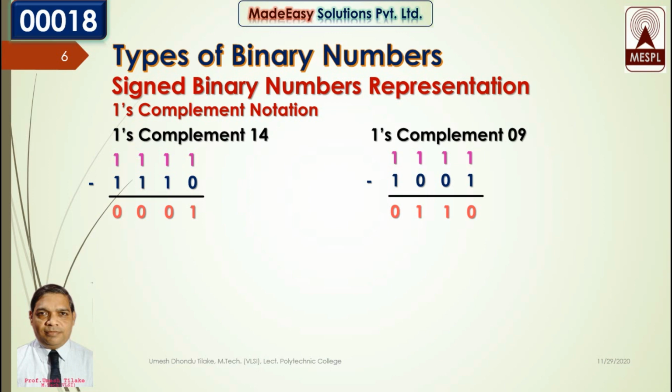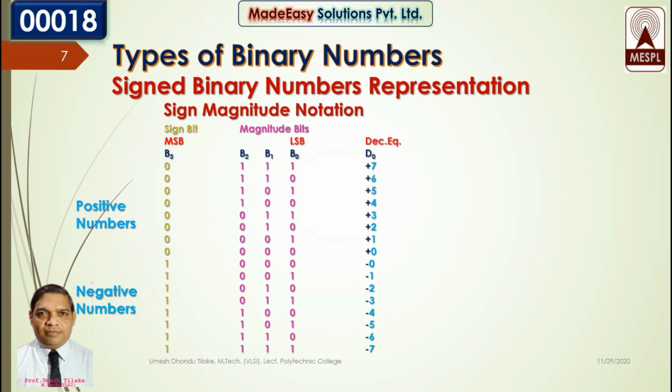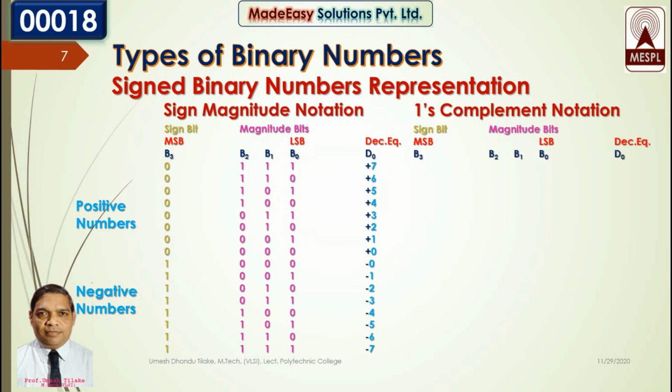So let's represent the signed binary numbers using 1's complement notation. First we will represent the numbers using sign magnitude notation. Now as we have already learned how to represent signed binary numbers using sign magnitude notation just a few minutes before, we will directly write down the numbers. Now we will write using 1's complement notation. So again we will write sign bit, magnitude bits, MSB, LSB and its decimal equivalent B3, B2, B1, B0 and D0. So in 1's complement notation, the positive numbers are represented similar to sign magnitude notation. So write them down directly.